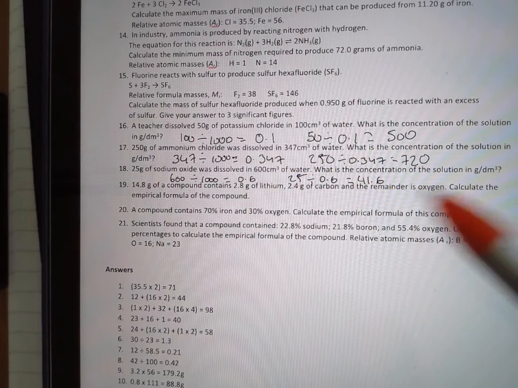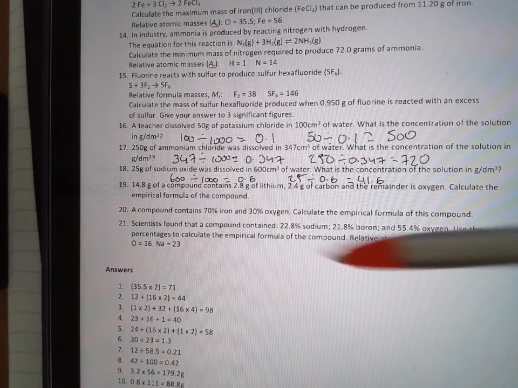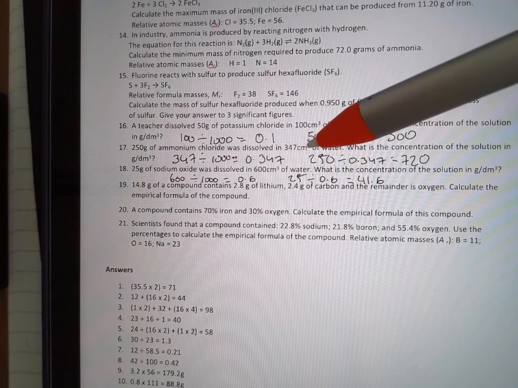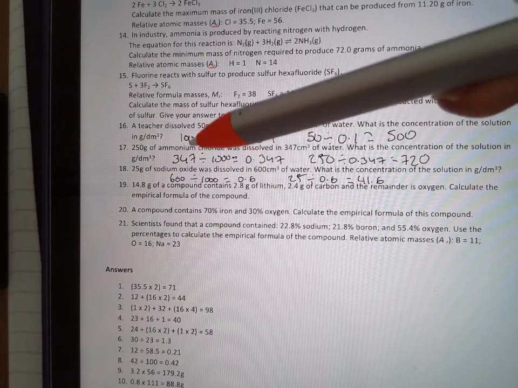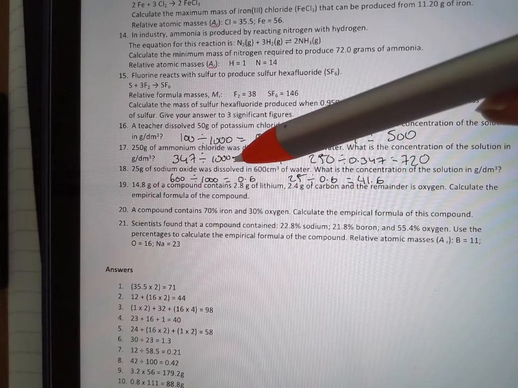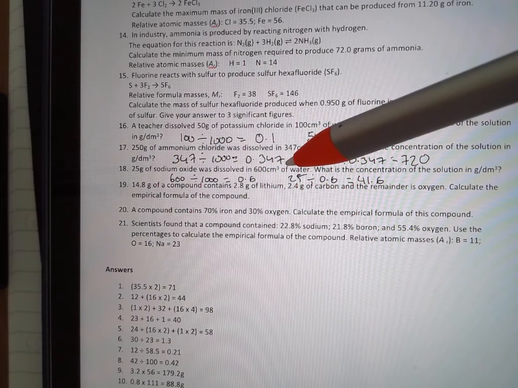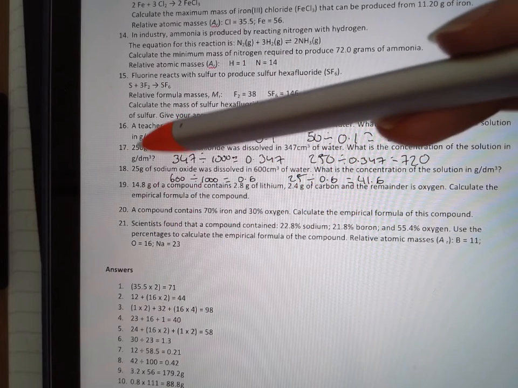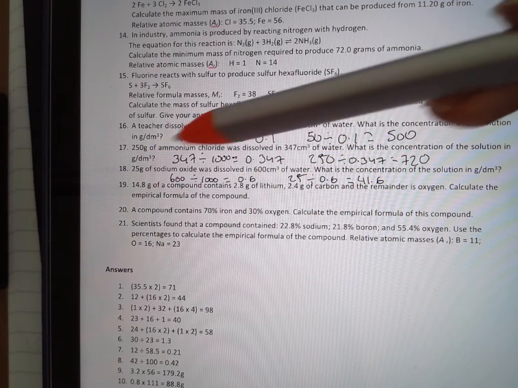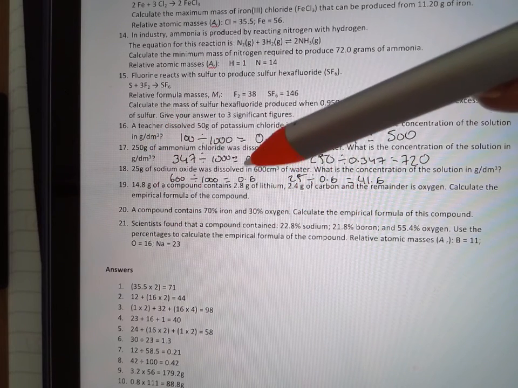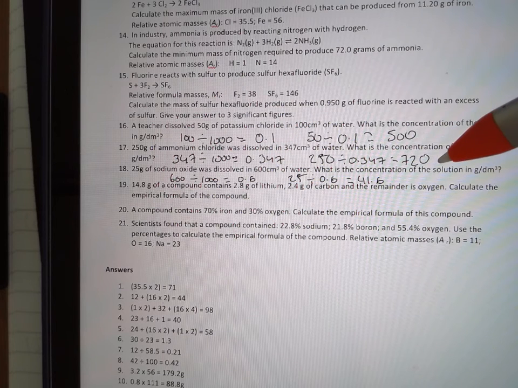Okay, so if we go through the answer, in question 17, the number in front of the cm cubed is 347. So I take that 347, I divide by 1000 and I get 0.347. Then I take the mass, which is the number in front of the g, and I do 250 divided by 0.347. Gives me an answer of 720.